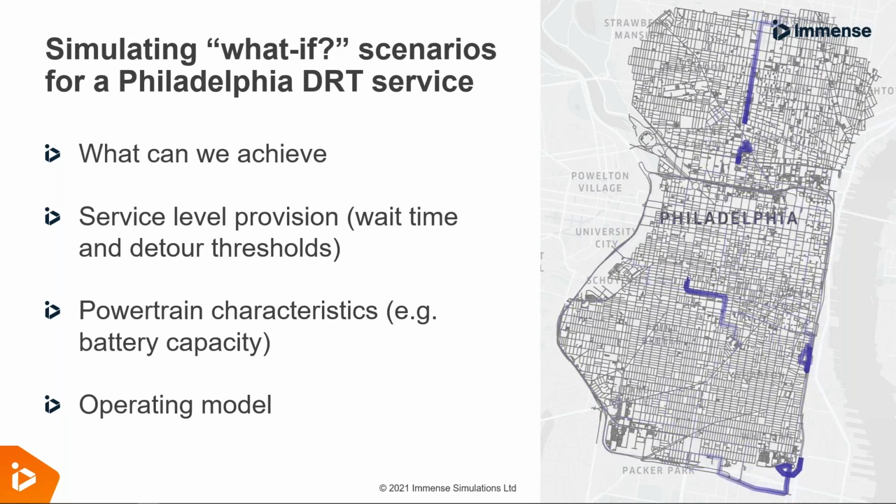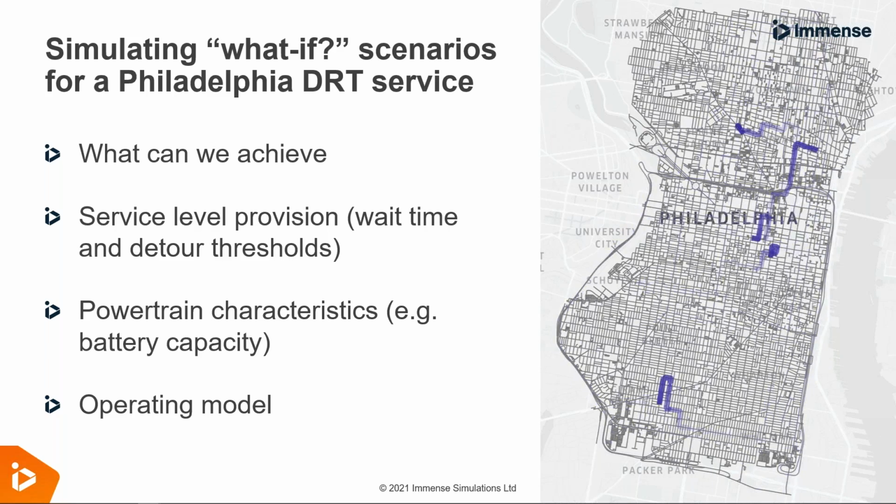We may understand from research that people aren't using fixed route services because they have to walk too far to a bus stop or they have to wait too long. So can we provide it within 5 minutes? What would that cost us? What are the implications for that? In addition to considering things like the powertrain characteristics, particularly as we transition to electric vehicles.